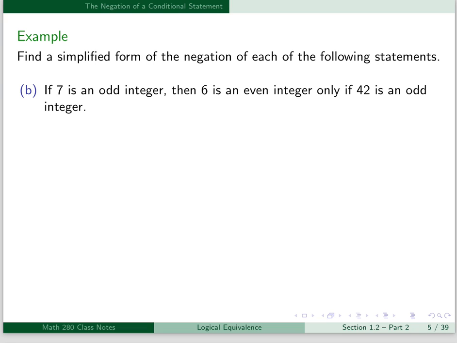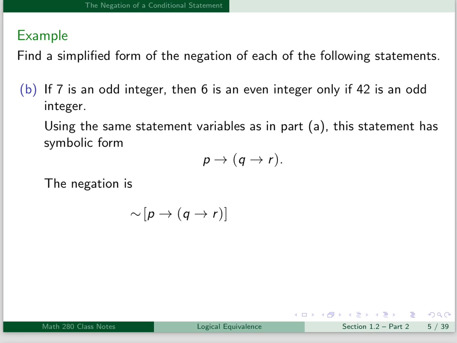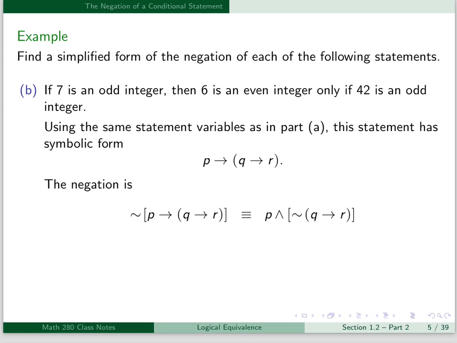Next, consider the statement, if 7 is an odd integer, then 6 is an even integer only if 42 is an odd integer. Using the same statement variables as in Part A, this statement has symbolic form P implies the quantity Q implies R. The negation is then not the entire quantity P implies the quantity Q implies R, and this is logically equivalent to P and not Q implies R.